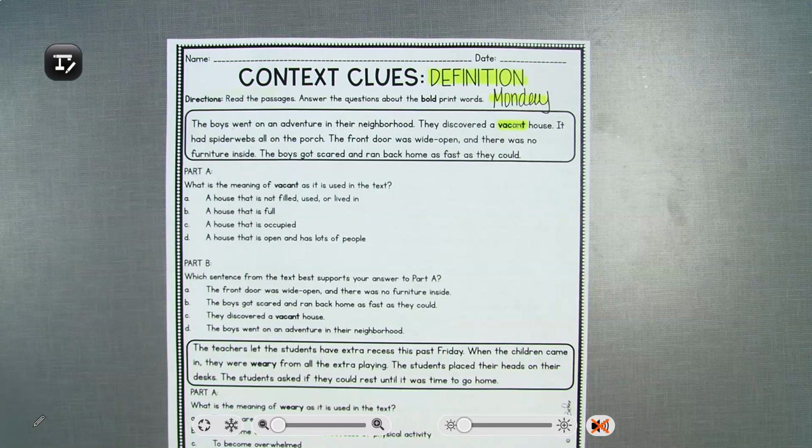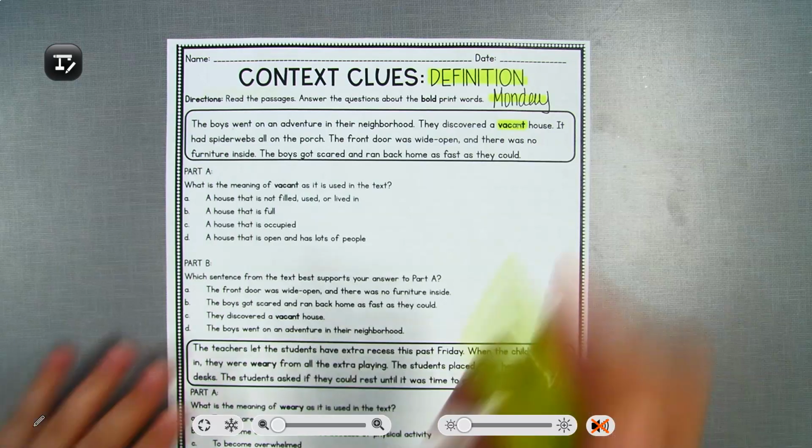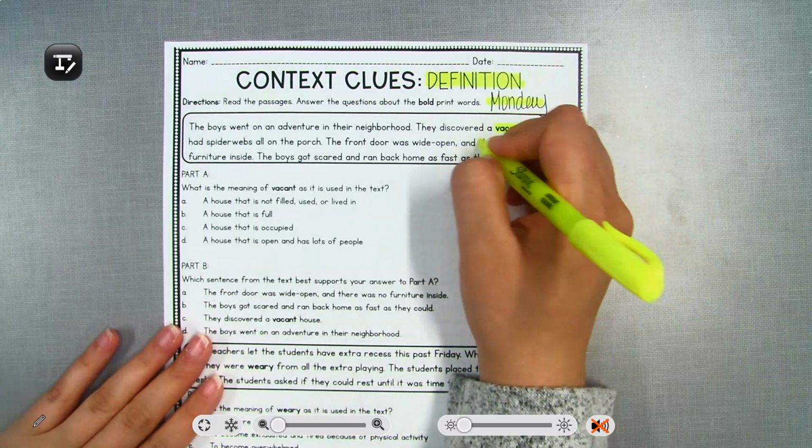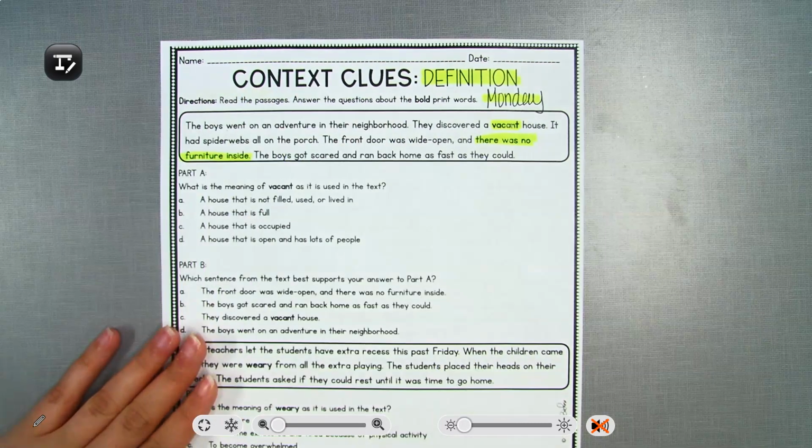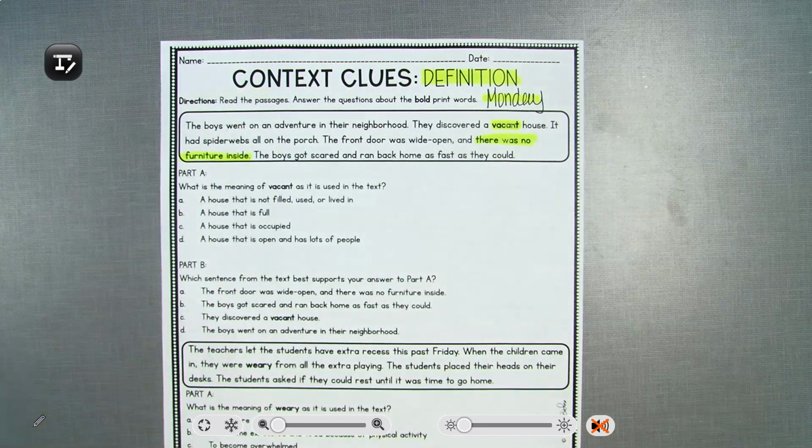So it said it had spider webs all over the porch. The front door was wide open and there was no furniture inside. So for me, that's a clue. There was no furniture inside. So think about it. If there's no furniture inside this house, and if it's vacant, what do you think that means?